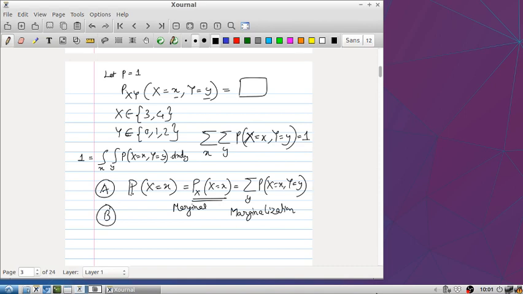And the second thing is factorization, which I'm going to write now. The probability that x takes a value x and y takes a value y is equal to the probability that x takes a value x given y takes a value y, times the probability that y takes a value y.